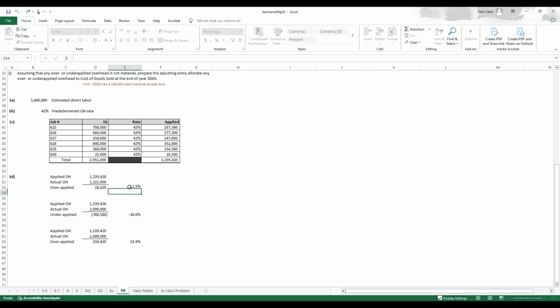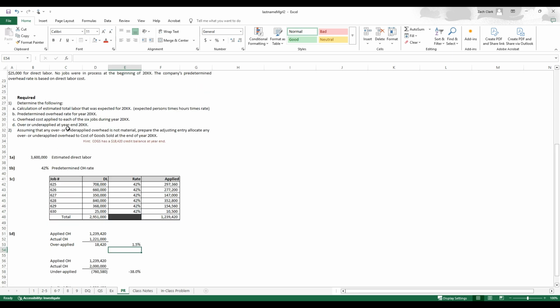But here, like we said, that's a good result. Very close to actual, right? Only 1.5% difference from actual. Okay, what do we need to do? I think we're almost done.